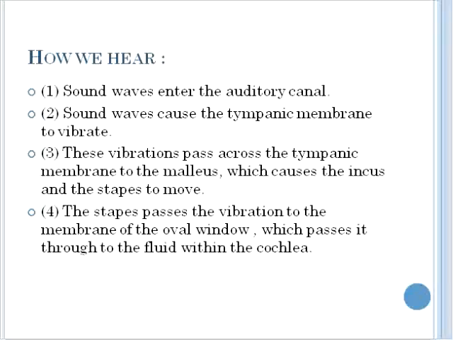So how do we hear? Well, we hear because, firstly, sound waves enter the auditory canal. These are funneled there through the work of the pinna. These sound waves, in turn, cause the tympanic membrane to vibrate. These vibrations pass across the tympanic membrane to the malleus, which in turn causes the incus and subsequently the stapes to move and vibrate. The stapes passes the vibrations to the membrane of the oval window, which in turn passes them to the fluid within the cochlea.